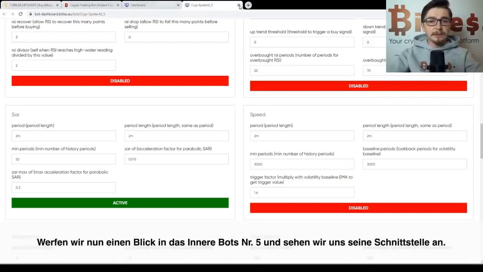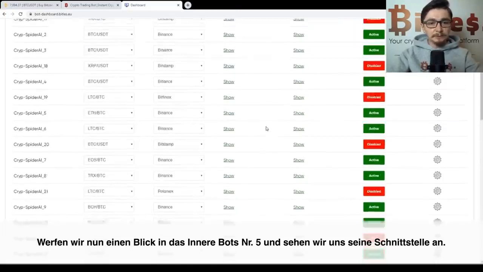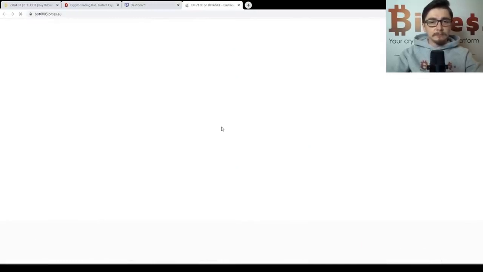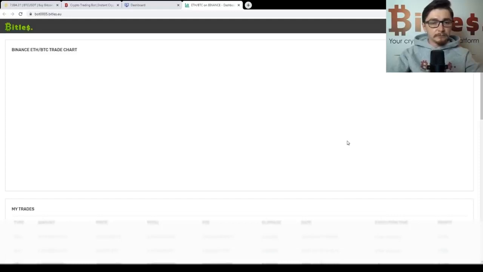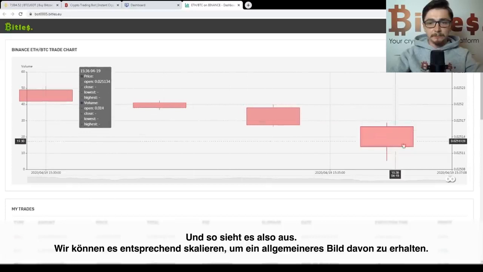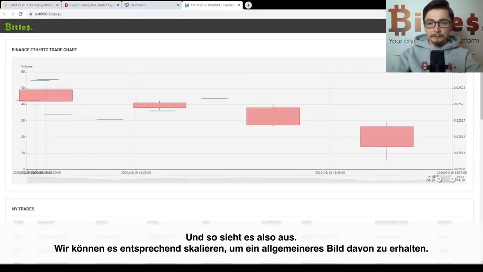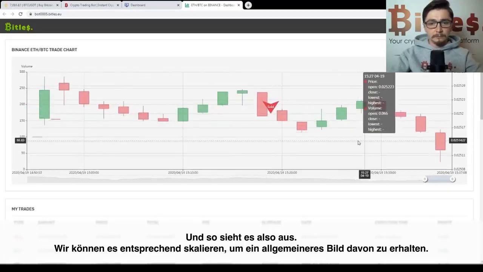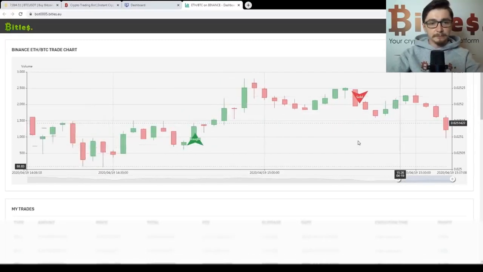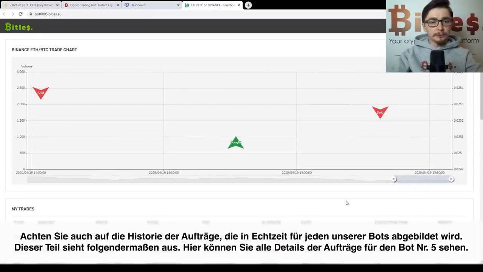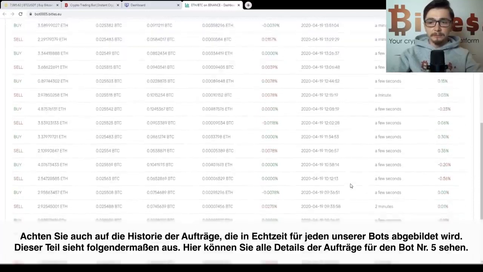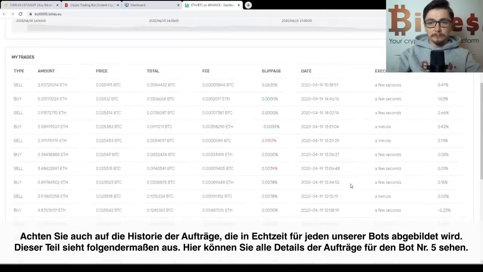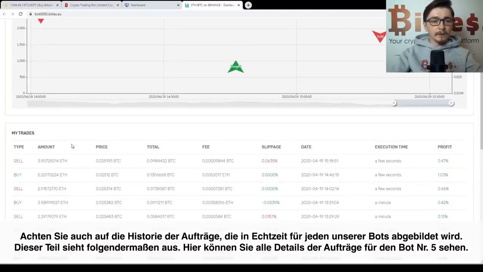Okay, now let's take a look inside the fifth bot and see its interface. Pay attention to the chart that will appear here in just a few seconds. So this is what it looks like. We can scale it to get a more general picture of this. And also pay attention to the history of trades made by this bot. It is formed in real-time mode for each of our bots. So this is what this part looks like. There are all details of trades here.